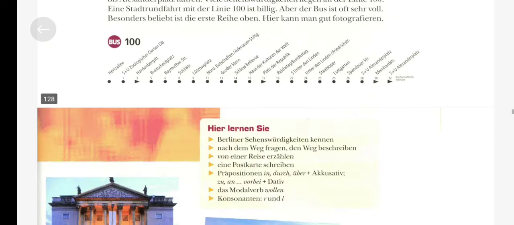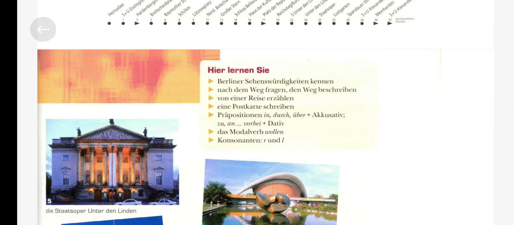Now, let's move forward. Here, lernen Sie. Here, you will learn these things. Berliner Sehenswürdigkeiten kennen. Here, you will learn to know the sightseeing of Berlin. And then next is nach dem Weg fragen, den Weg beschreiben: ask for the way and describe the way to someone else.